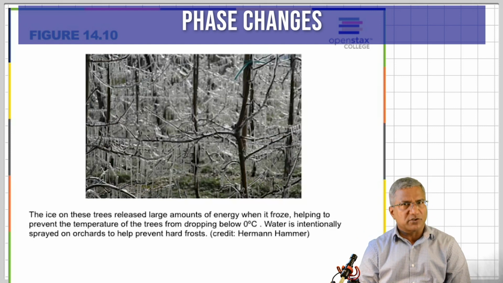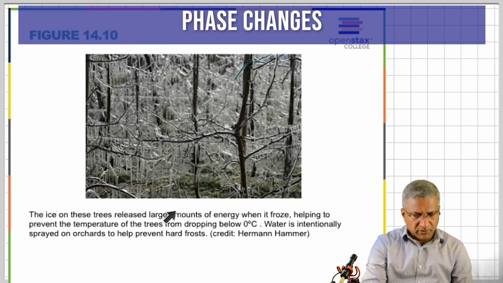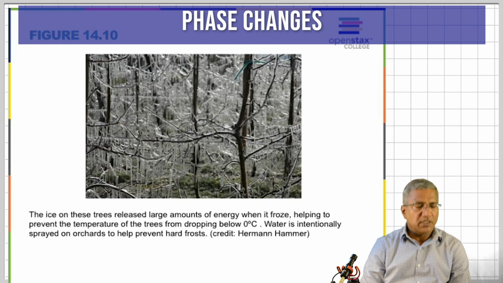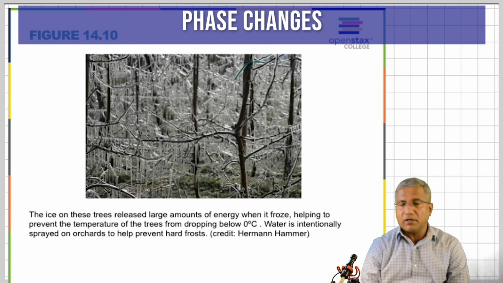That's really strange, correct? Whoever thought about it. But that's exactly what they do. So look at this and read. The ice on these trees releases large amounts of energy when it froze, helping to prevent the temperature of the trees from dropping below 0 degrees Celsius. Water is intentionally sprayed. Oh, I told you.